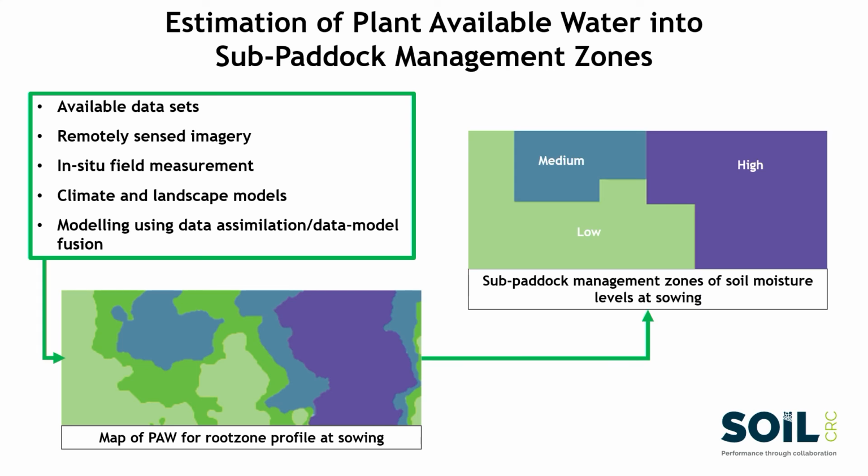The prediction and measurement of plant available water is a key issue for estimating potential crop yield and consequently nutrient needs. Thank you.